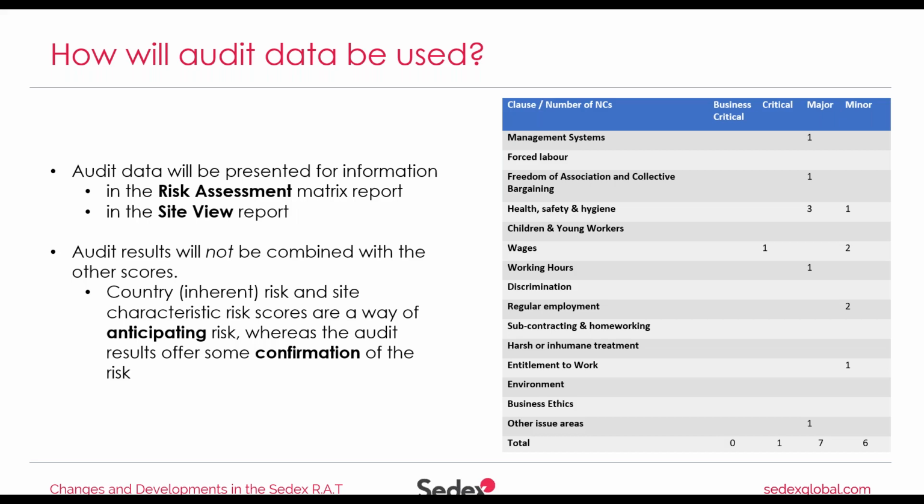So what we have done is to keep these two elements separate, but we do make them visible in the risk tool. So as you'll see, like the table on the right-hand side of the screen, when you are in the risk tool and looking at risk data, you will at the same time be able to see audit data as well that can help understand what has been found at that site or in that business in the recent past.